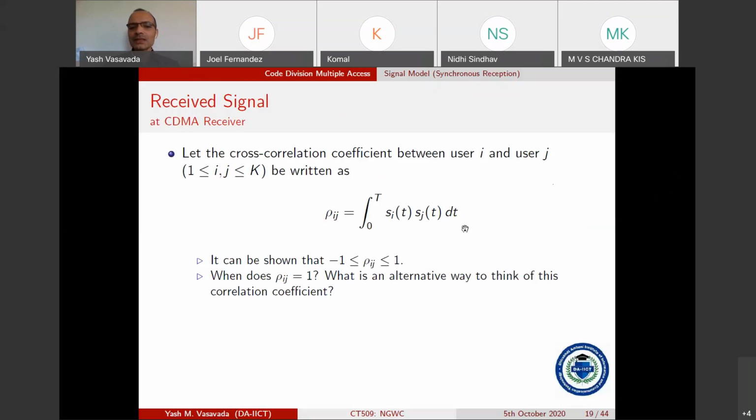Divya, yes. S of t is a random sequence of 1s and -1s, except it is not exactly 1s and -1s because, as Anudeep pointed out, we are normalizing the energy so that the polarity is positive or negative.